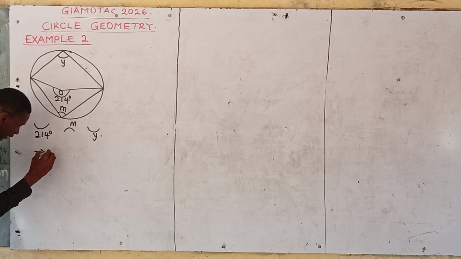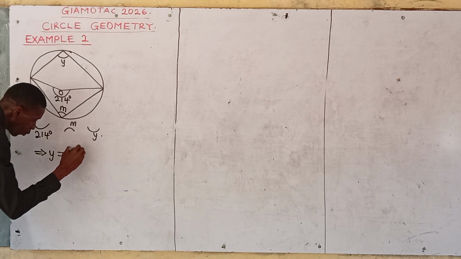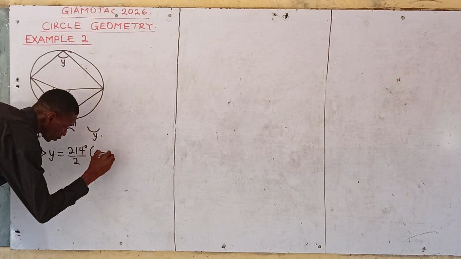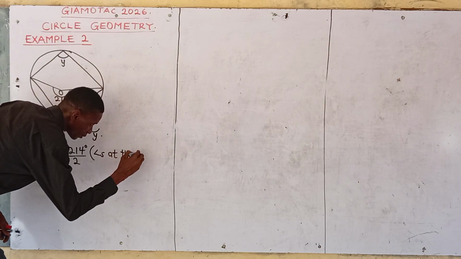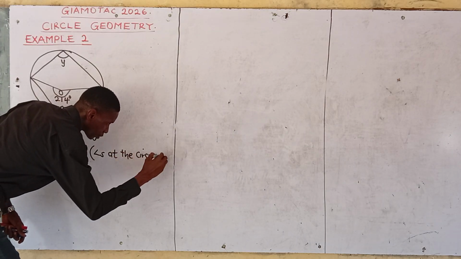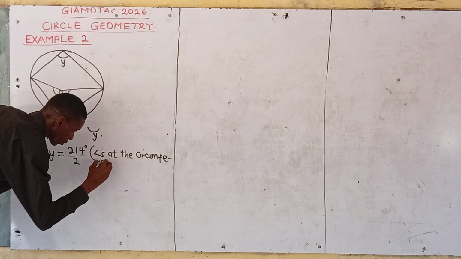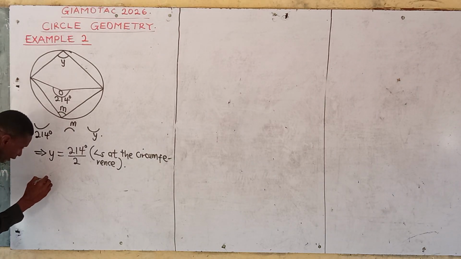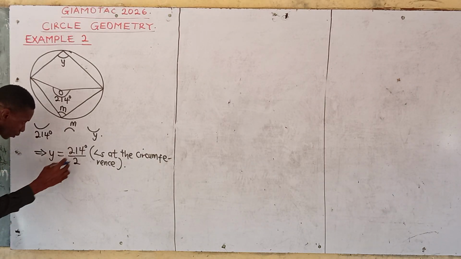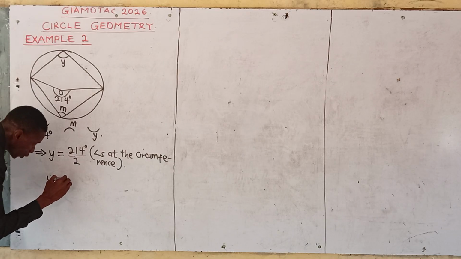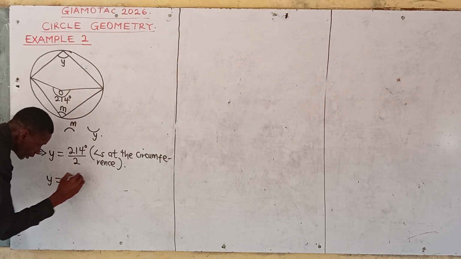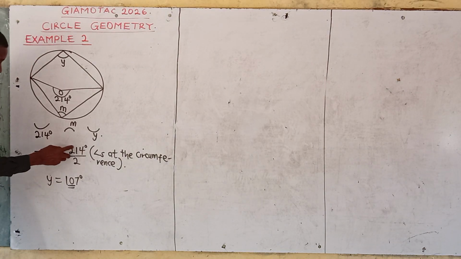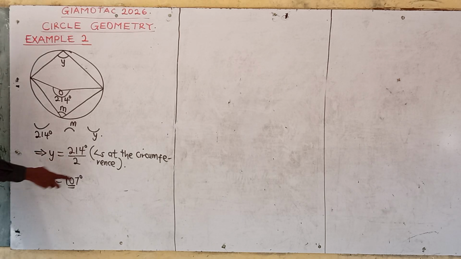This implies that my y is equal to 214 degrees divided by 2, y being the angle at the circumference. Are we following? Now let's simplify. This implies that y will now be equal to 214 divided by 2. We are going to get 107 degrees. Am I right? Yes. 2 in 2 is 1. 2 in 1 is 0, carry 1. 2 in 14 will give us 7.